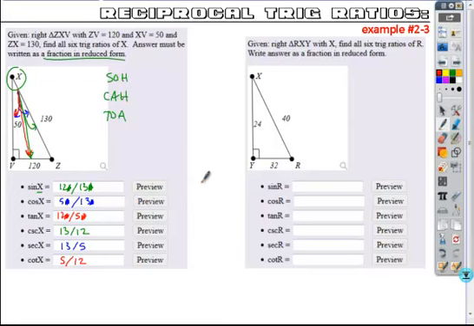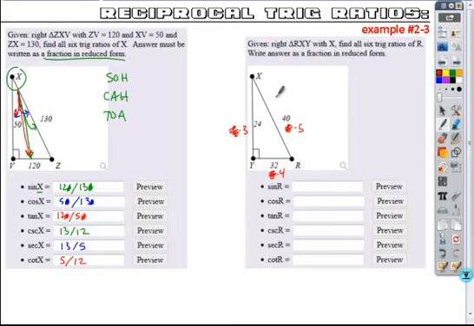So on these types of problems, if you know you're reducing your fraction, you might as well try to just reduce all the sides before you start calculating. So 24, 32, and 40 all have a common factor of 8. This is 8 times 5, 8 times 4, 8 times 3. And so what you can do is you can reduce what you have.